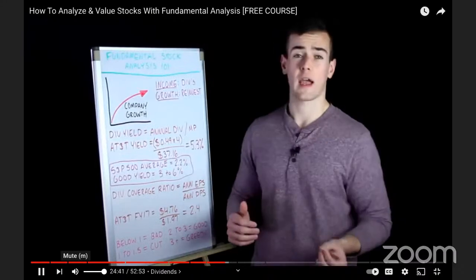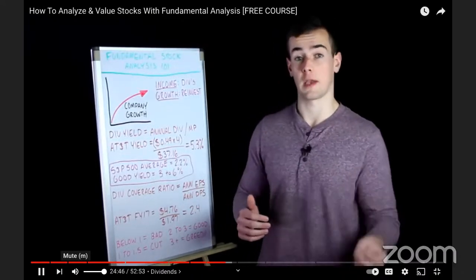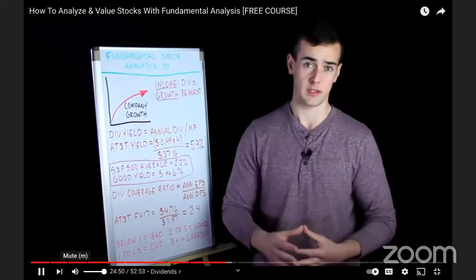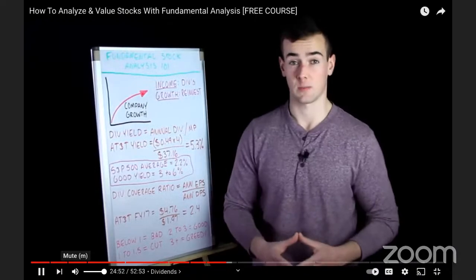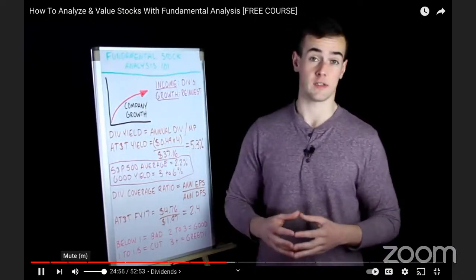So what kind of dividend yield should you be looking for as an investor if you're looking for an income investment? Well, the S&P 500 average dividend is around 2.2%. But if you're looking for an income investment and you're not focused on growth, a good number to look for is between 3 to 6.